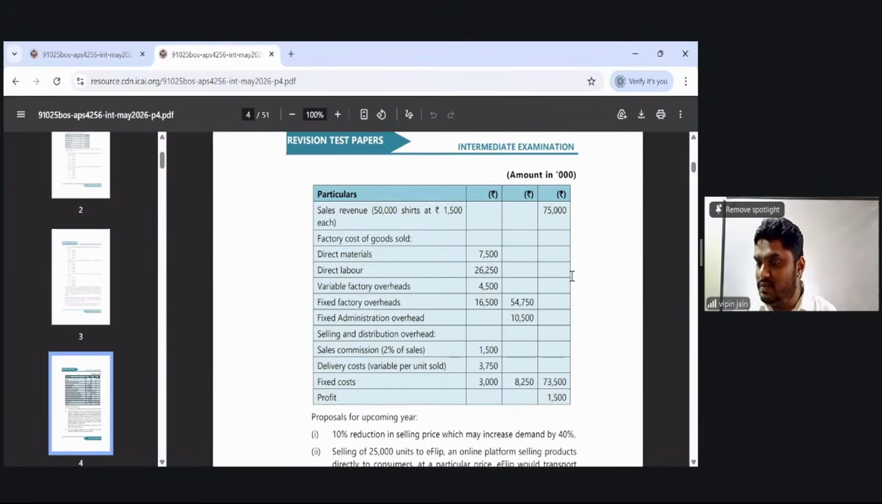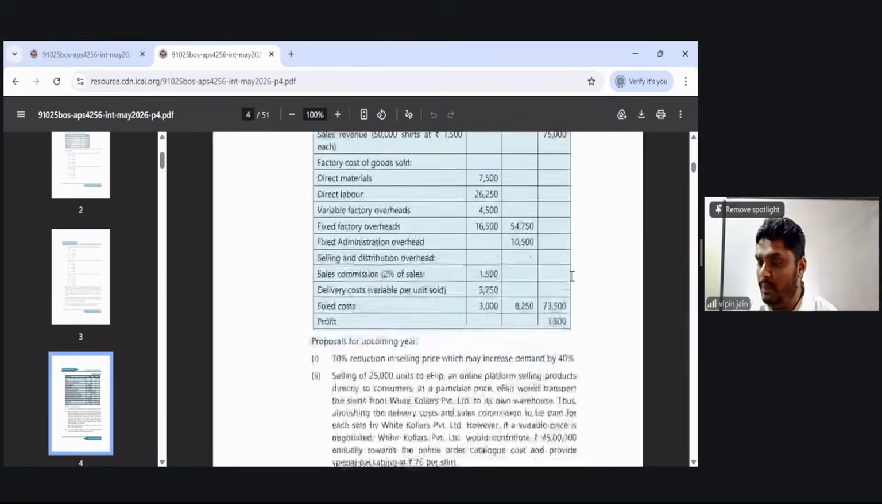The factory cost is material, labor, variable factory overheads, fixed factory overheads, fixed administration overheads, selling and distribution, wherein sales commission is variable, delivery cost is variable, and fixed selling cost is also given. So they have given the total cost and they are earning a profit of 1,500, and the figures are in, sorry, figures are in 1,000. So they are earning a profit of 15 lakh rupees.